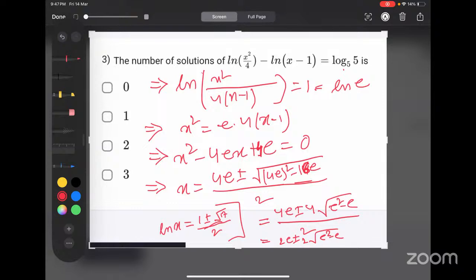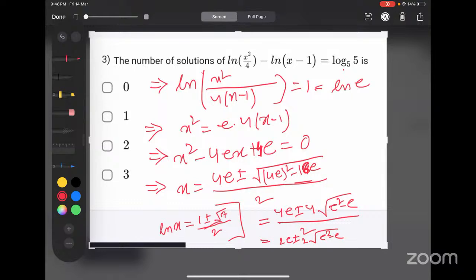Madam, actually I did what you thought first, no? Ln x square minus ln 4 minus ln x plus ln of 1. Ln of 1 is 0, right? Okay, ln of 1 is 0. Then log by base 5 is 1. Then log a is 1, right?